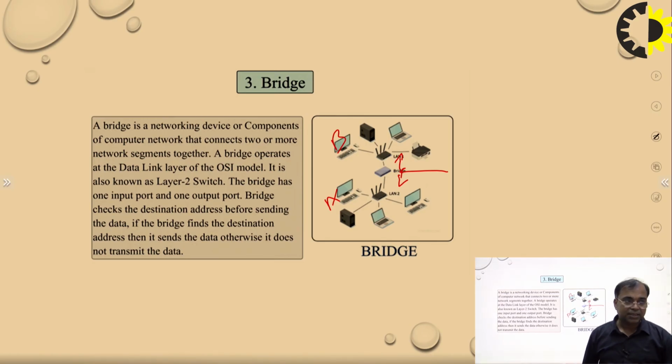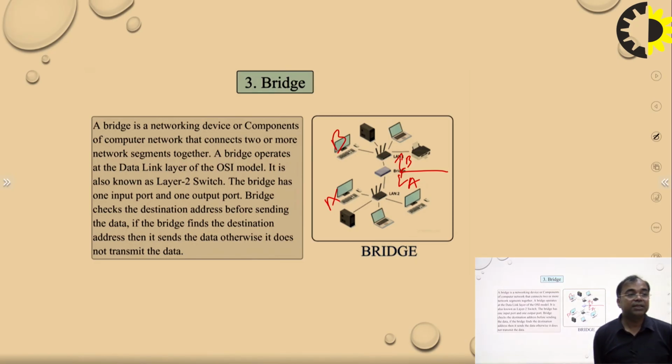The bridge has one input port and one output port. Only one input and one output port is there. The bridge checks the destination address before sending the data. It checks the destination address: if it is for the B side, it sends it to B; if it is for the A side, it sends it to A.